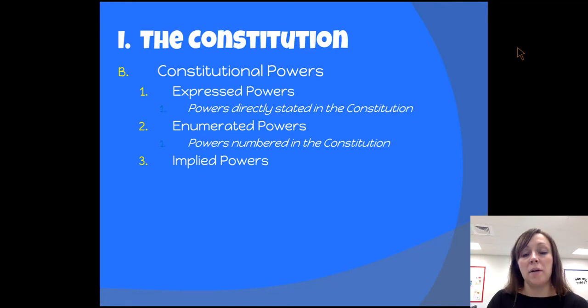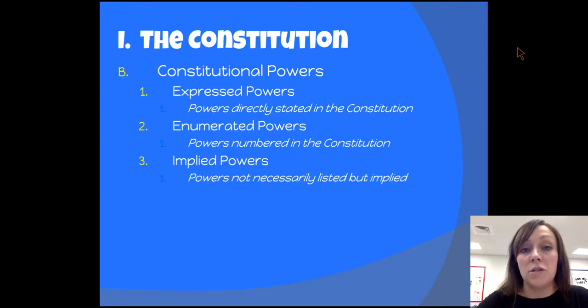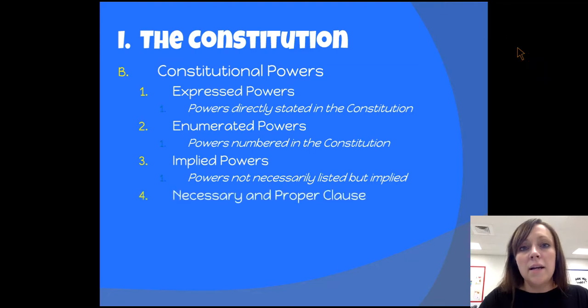Next, we have implied powers. Implied powers are those that aren't specifically listed in the Constitution, but that we can assume Congress might need in order to carry out its express powers. An implied power might be that Congress has the authority to draft an army and a navy, or to institute a draft. Nowhere in the Constitution does it say that Congress can draft people, but it says that Congress has the authority to have an army and a navy. If you're going to have an army and a navy, at its core, you have to have people. So an implied power is one that gives Congress the authority to institute a draft. Now, we haven't had a draft since Vietnam, and I don't see it coming back anytime soon. But anyway, there's an example for you.